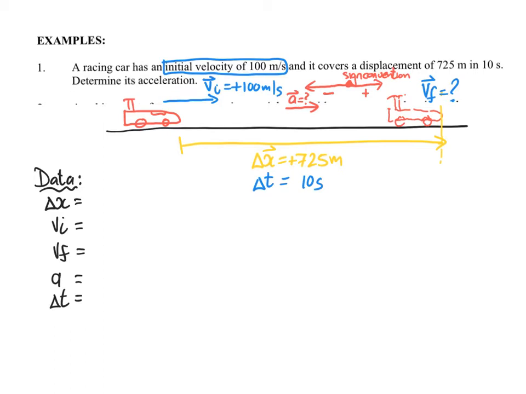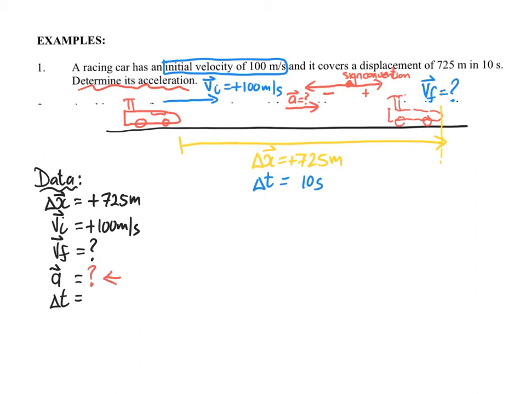So I'm going to now fill our data list, and we see here that the delta x, and I'm going to put a vector sign on top of it. Delta x is plus 725 meters. V initial is plus 100 meters per second. V final we do not know. The acceleration we do not know, and that is in actual fact what we are being asked. We're being asked to determine the acceleration, so we are looking for that.